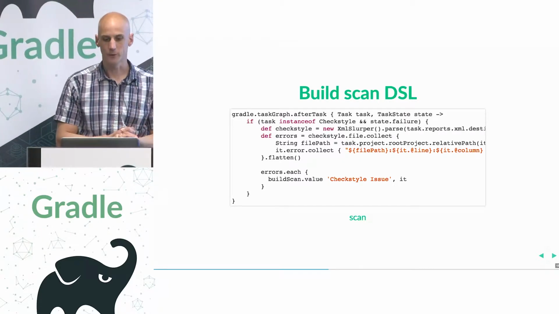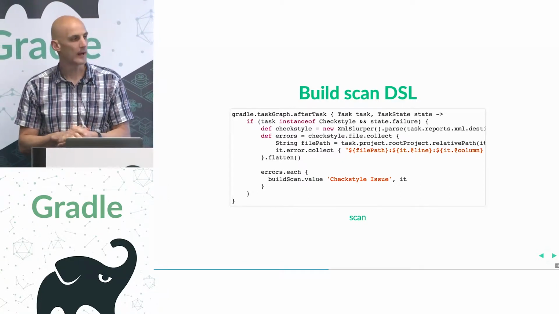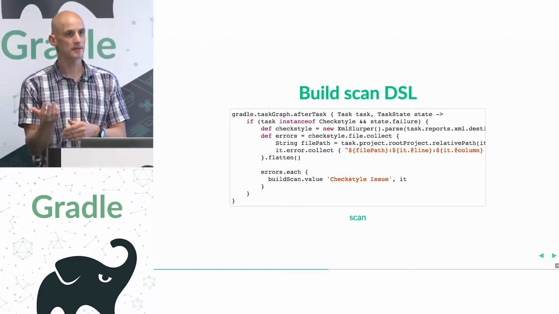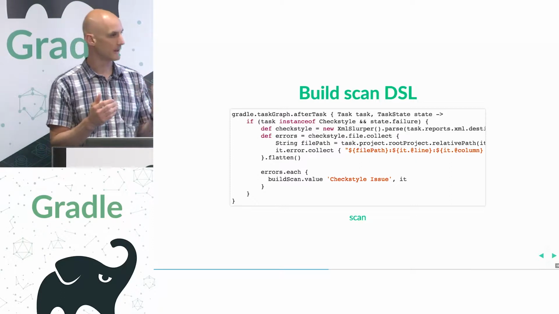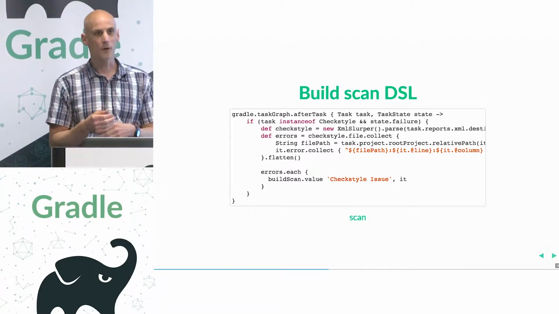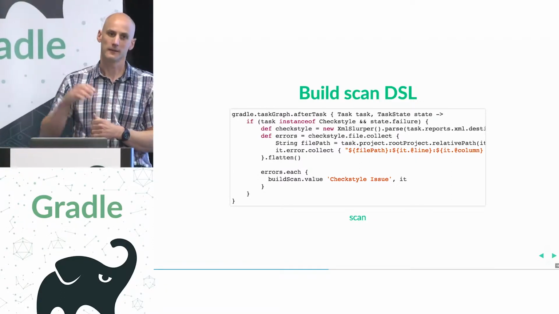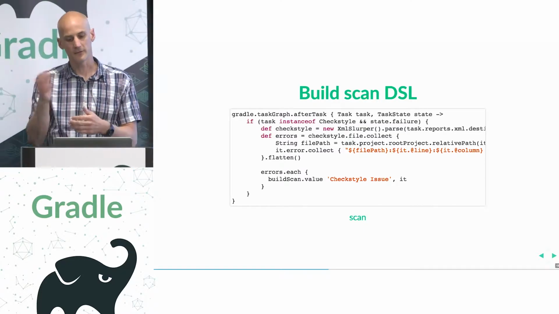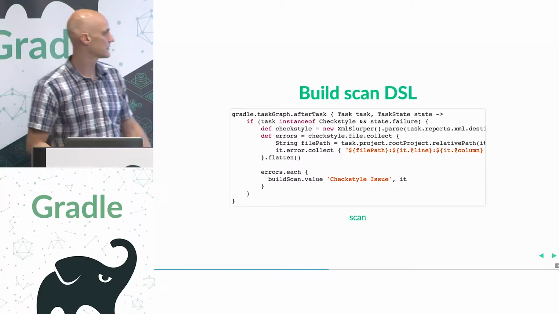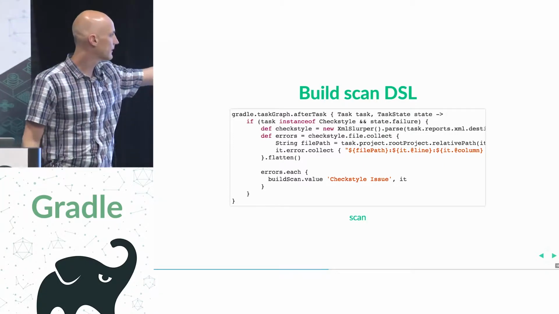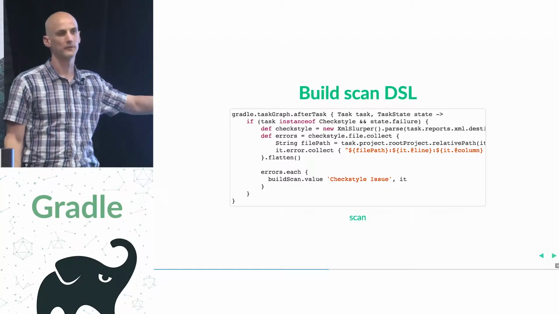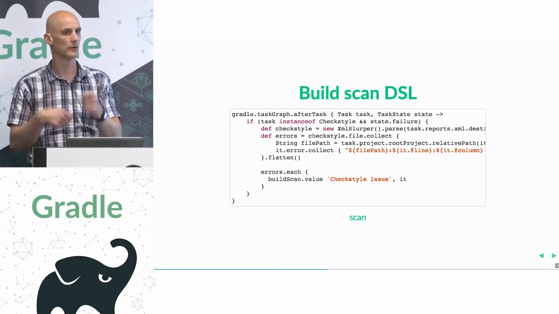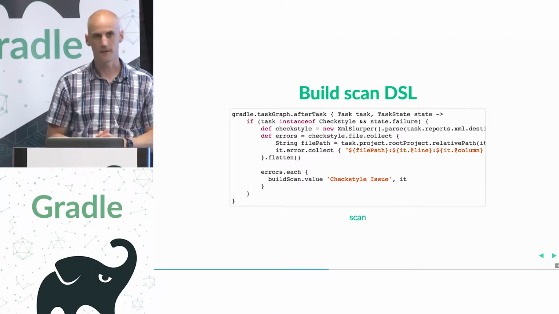In this case, we add a hook to the task graph, saying whenever the task that we execute is a Checkstyle task, and it has failed, then we go and scan the created report, fish out the values we need, and add them as custom values, which in the end, you see errors.each. We add a custom value for each Checkstyle violation. The rest is just parsing and collecting and mangling what we need.